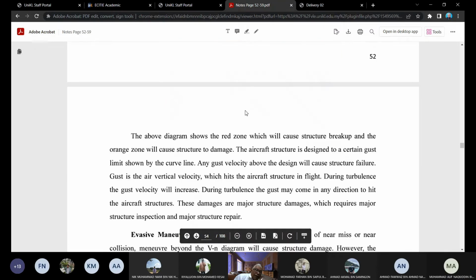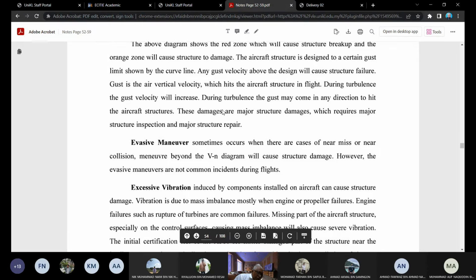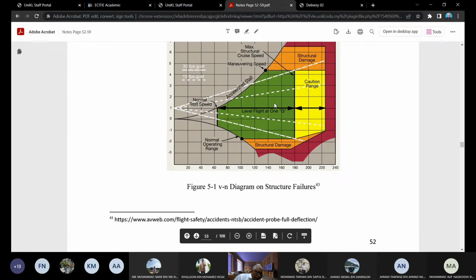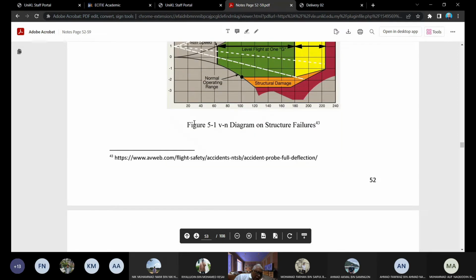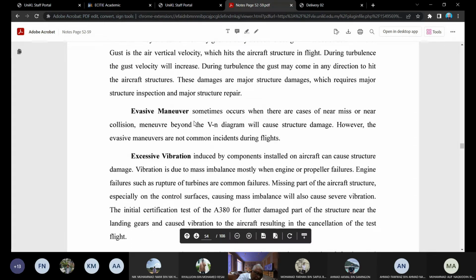After gust, we may have evasive maneuver. Maybe the aircraft is in a situation where they are going into each other too close, so the pilot has to evade another aircraft, so that will be an evasive maneuver. The problem is you may already be flying outside the VN diagram, in the red zone that you see, and if you do that, then you have already incurred damage to the structure. So evasive maneuver.